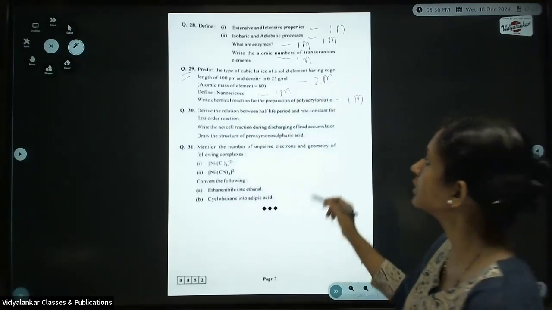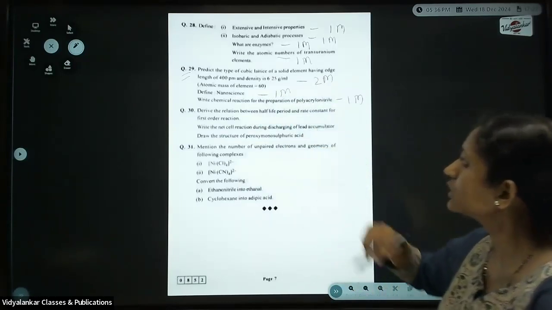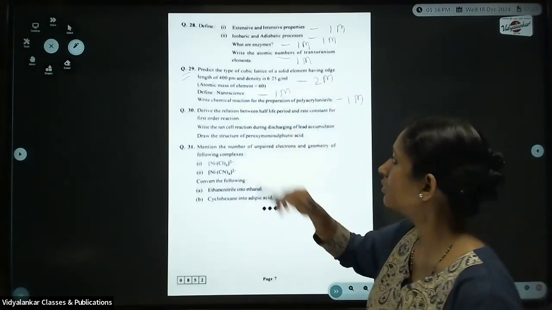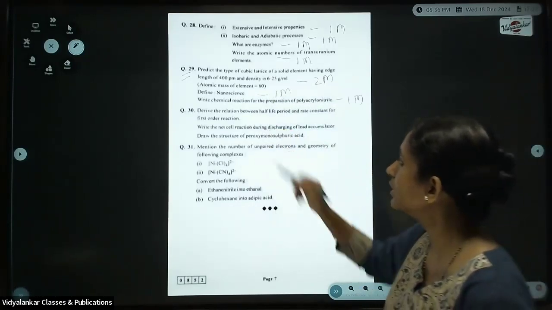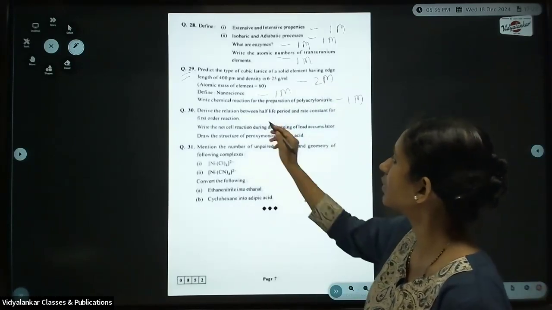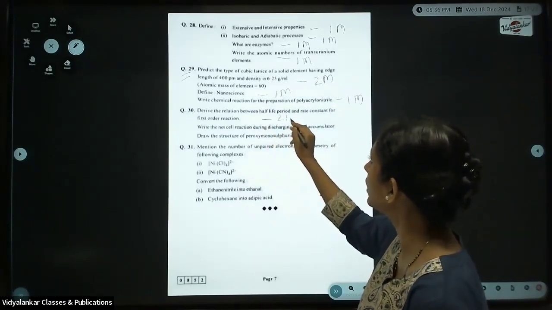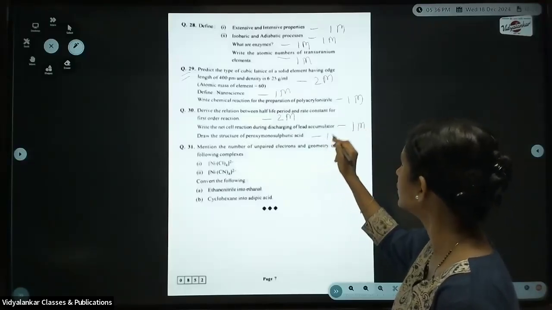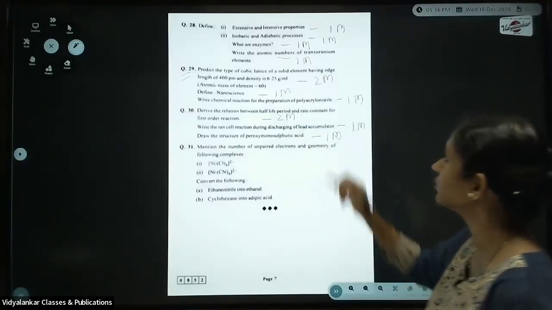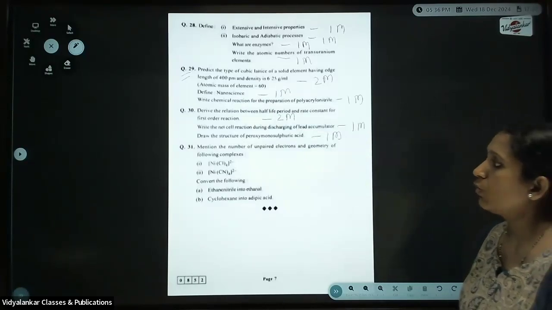Okay, look at question number 30. Again, 3 questions are involved. A derivation is there, then the net cell reaction is asked, and then drawing the structure is asked. So the derivation is for 2 marks, the net cell reaction for 1 mark, and the structure for 1 mark. So again, the distribution is 2 plus 1 plus 1.